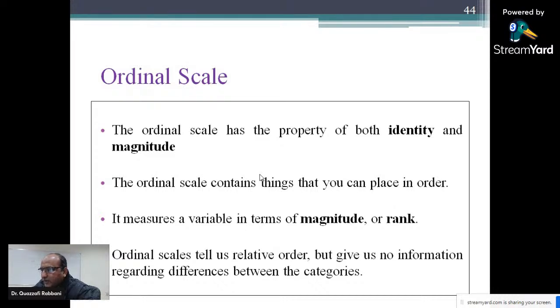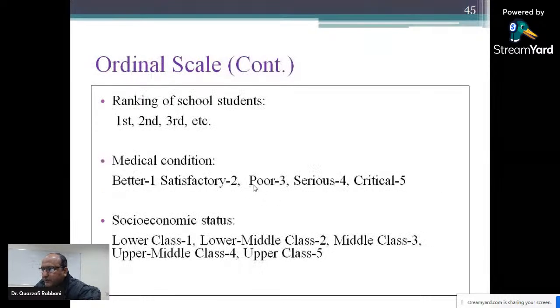For ordinal scale, for example, if you want to identify the rank or the grading, in that case we use the ordinal scale. For example, ranking of school students: first position, second position, third position, and so on. Here 1 represents the student who got the maximum marks and stood first rank, then second and third rank. So here there are two things.